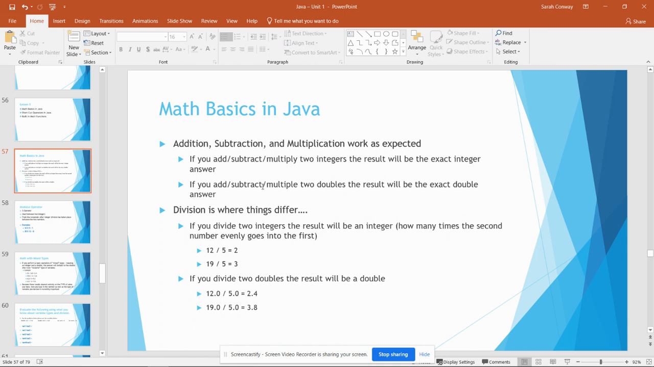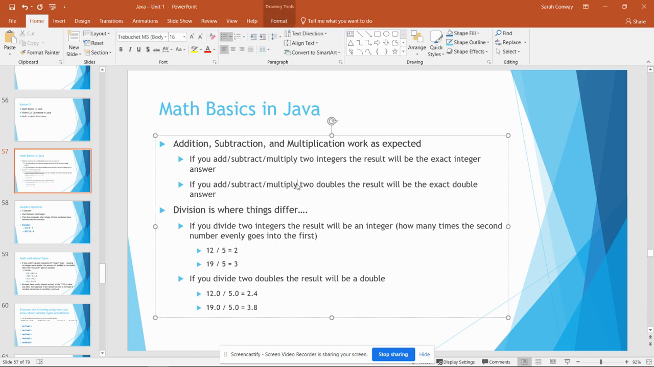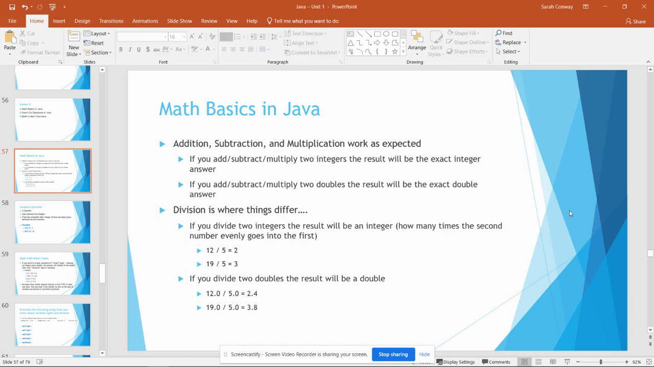The same thing happens when you have double variables. If you add, subtract, and multiply two double variables, the result will be that exact double answer as well. So addition, subtraction, and multiplication work just as you would expect them to. It's division where things differ. And what you have to pay really close attention to in Java is that the type of number that goes into that division problem really dictates what the answer is going to be.